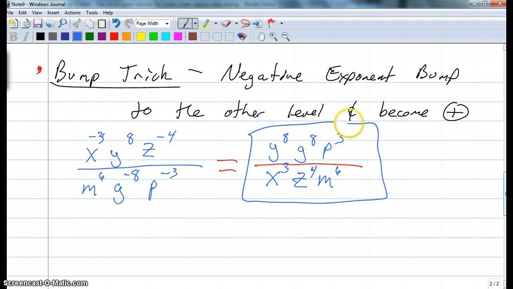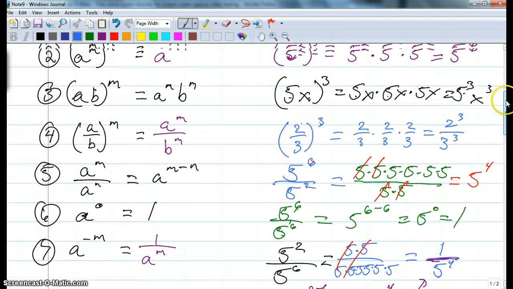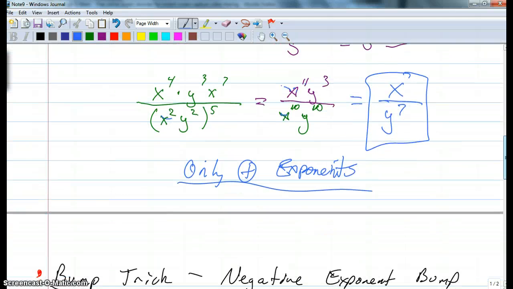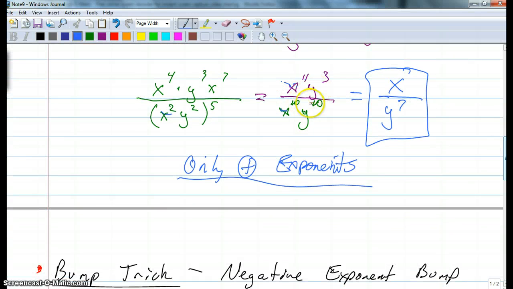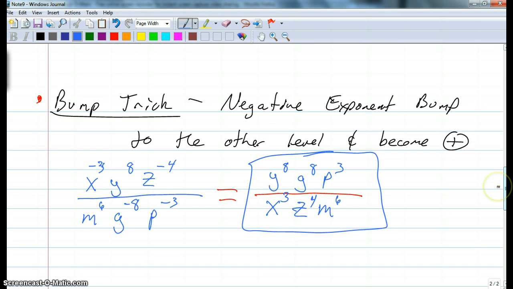So the bump trick is an easy way, if you have negative exponents, to make your final answer have just positive exponents. So what we've done here is I've given you 7 tools and 2 tricks. Again, the 2 tricks are this one I call the who wins, and then I got the bump trick. So we got 7 tools and 2 tricks. Tomorrow in class, I'm going to give you a bunch of problems. You apply these 7 rules and simplify exponents.